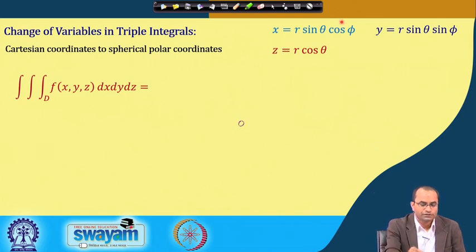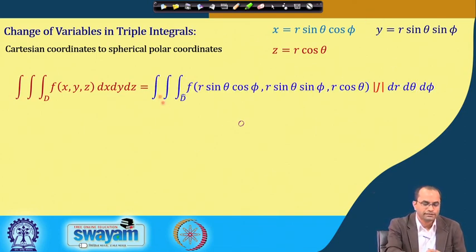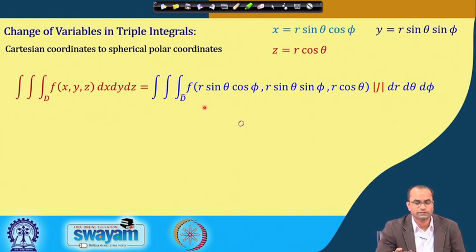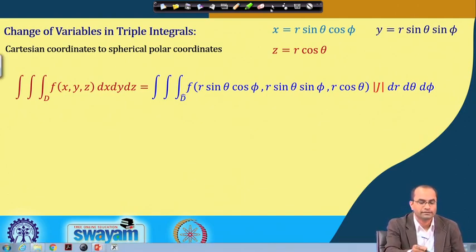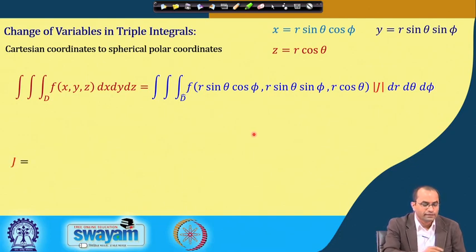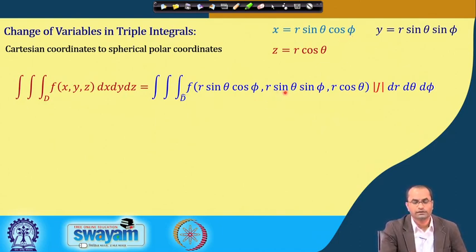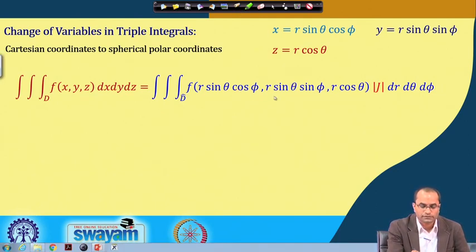So, with this change of variables, the idea is simple, which we have also explained in the previous lecture: we need to substitute x equal to r sin theta cos phi. Then for y we substitute r sin theta sin phi, and for z, r cos theta, which was the relation there, z is equal to r cos theta.